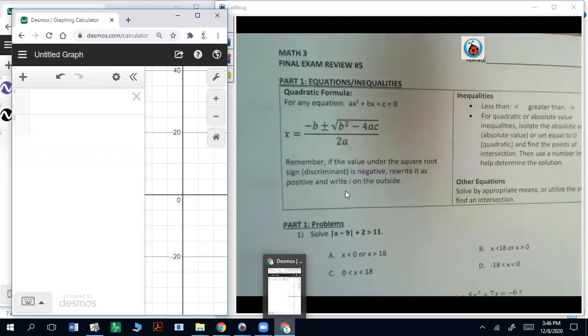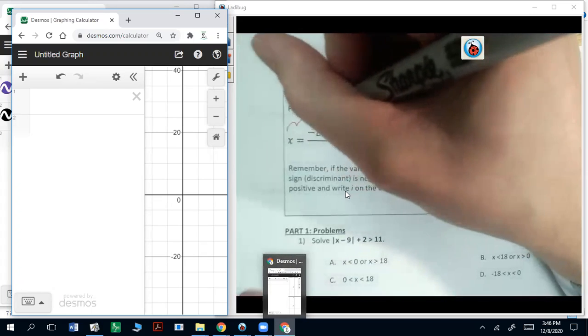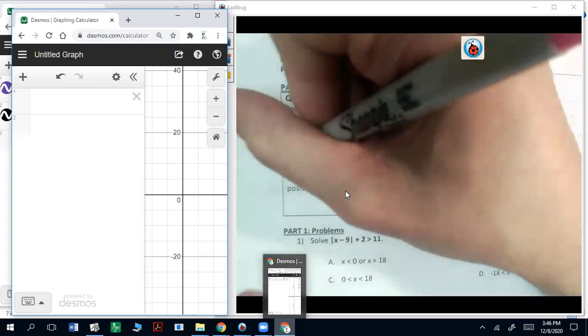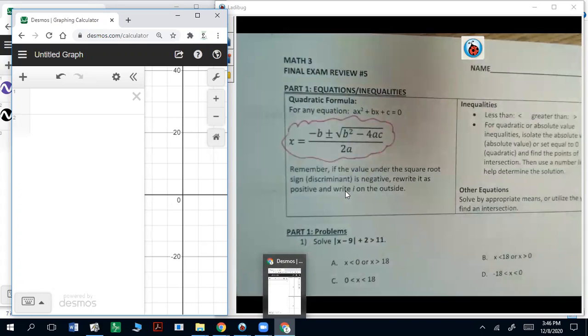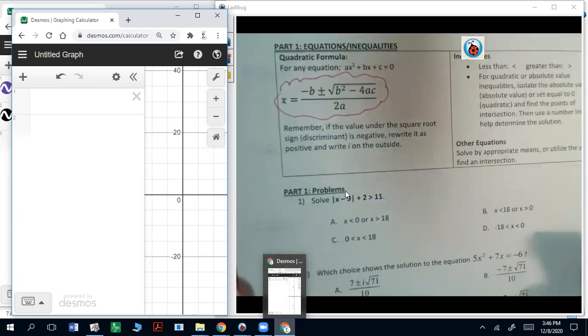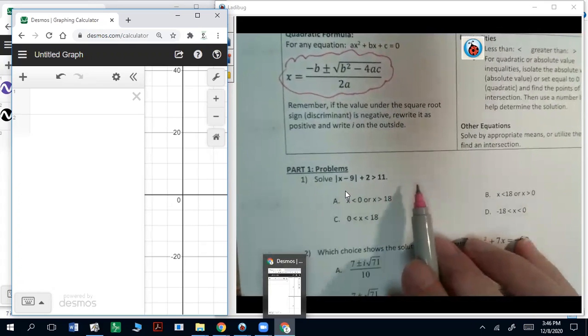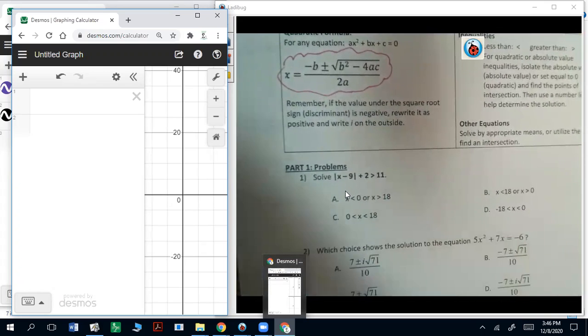The last review, final exam review number 5. It's going over some quadratic stuff. We don't need the quadratic formula a whole lot in this class, but there it is. If you need to solve a quadratic equation, we'll go over it in a couple of problems. But first, let's start with an absolute value inequality, just out of the blue. How do we solve those again?